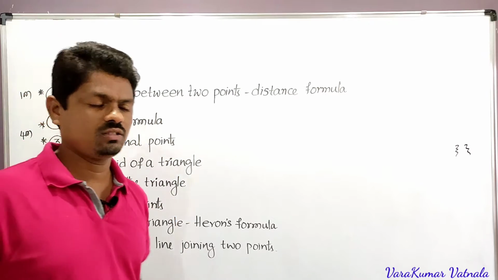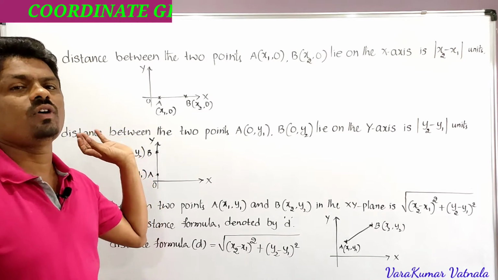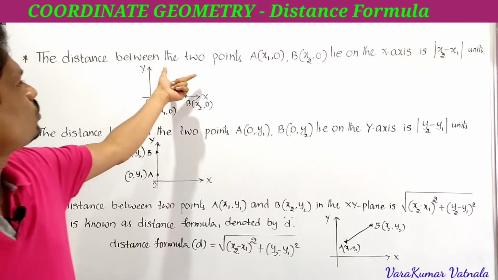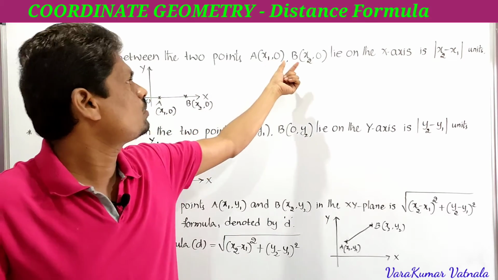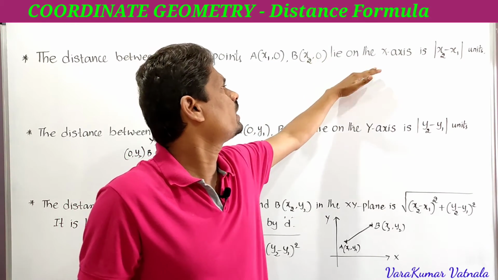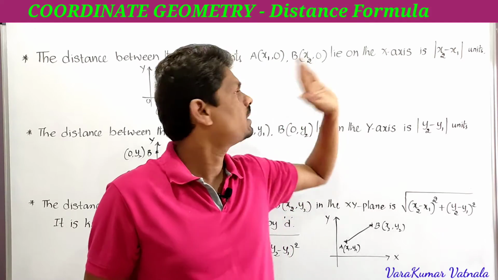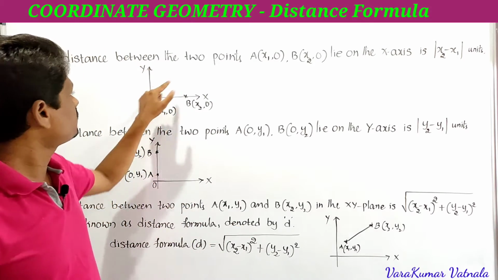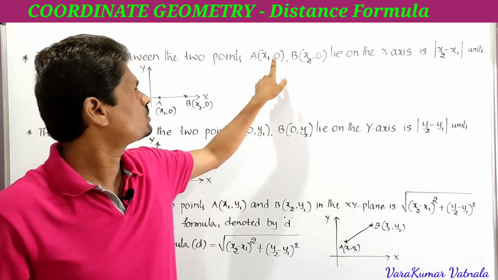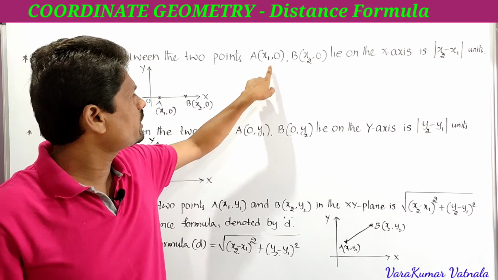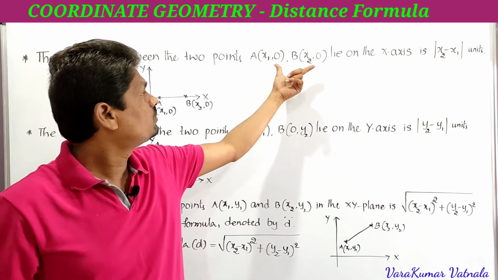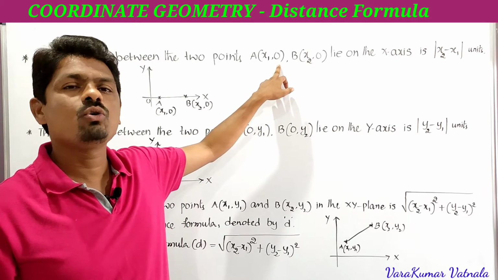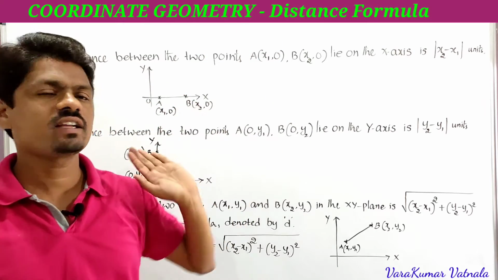See here what it is. So see here, these are the distance between 2 points. The distance between the 2 points A (x1, 0) and B (x2, 0) lying on the x-axis is modulus of x2 minus x1 units. So here see, x1 comma 0, x2 comma 0. Here this is the x coordinate and this is the y coordinate. The y coordinate is 0 on the x-axis. If the y coordinate is 0, we can say that the point lies on the x-axis.